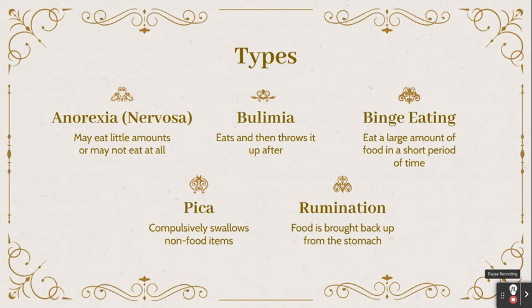Next is rumination. So this is when food is brought back up from the stomach. And they don't do this on purpose per se, but it happens to some people if they get sick off of certain foods, and you can get diagnosed with it if it happens multiple times in a short amount of time. Like if it happens multiple times in a week span or a month span or something.